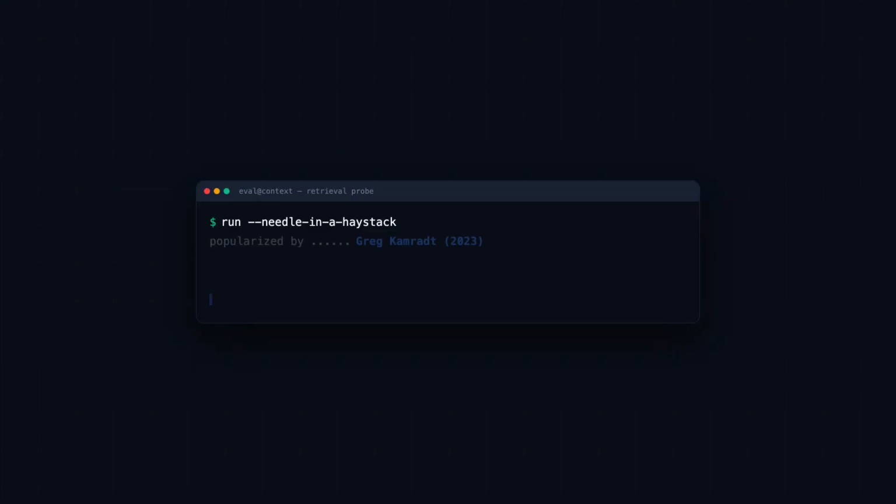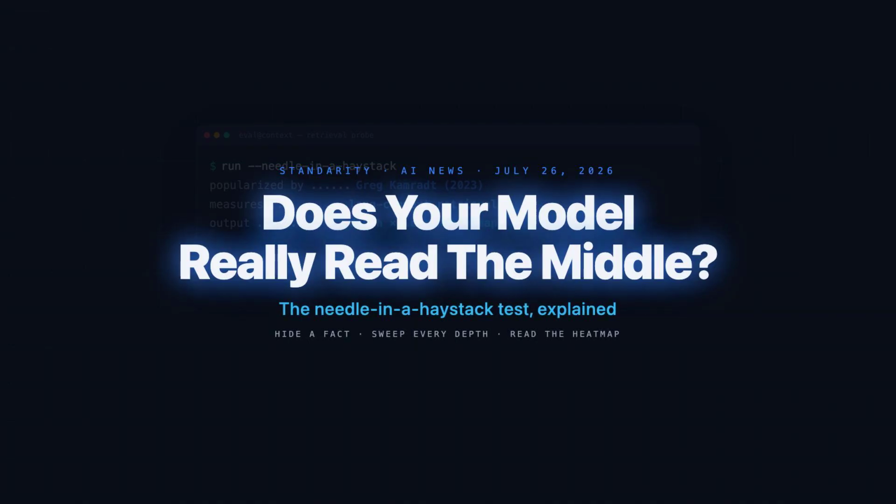A model claims it can read 100,000 tokens at once. That's a whole novel in a single prompt. But here's the uncomfortable question. Does it actually read the middle, or does it just skim the edges and hope?